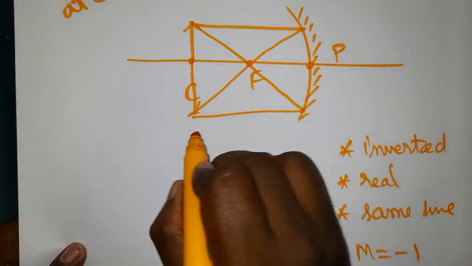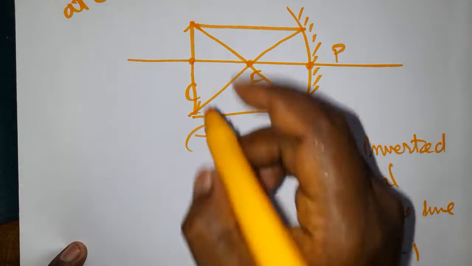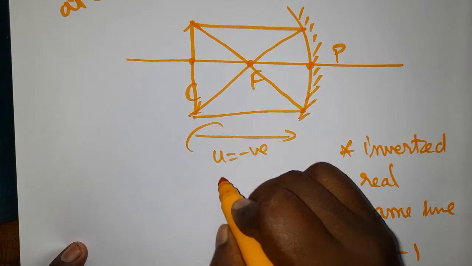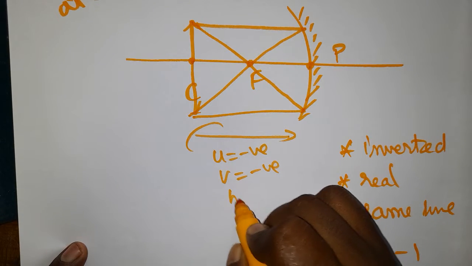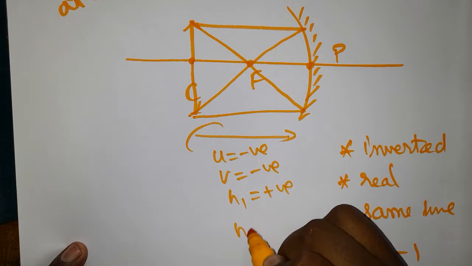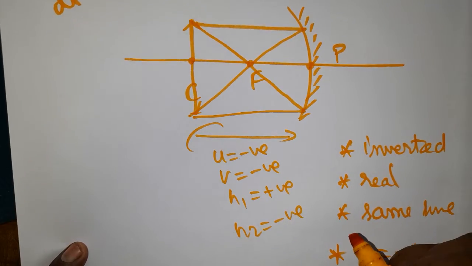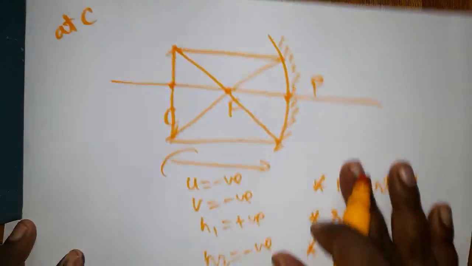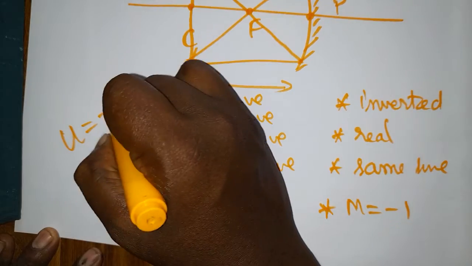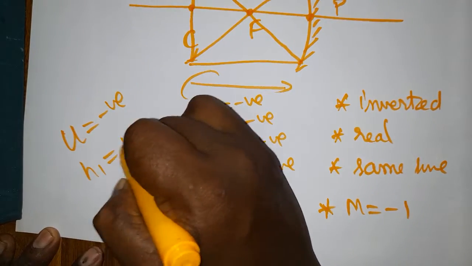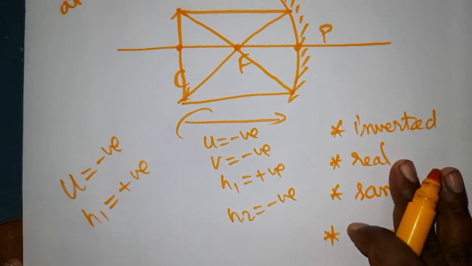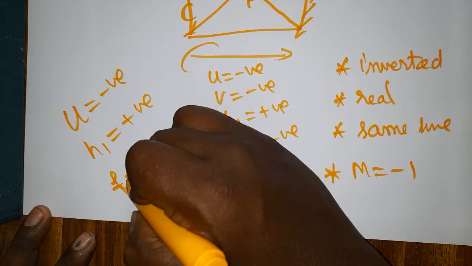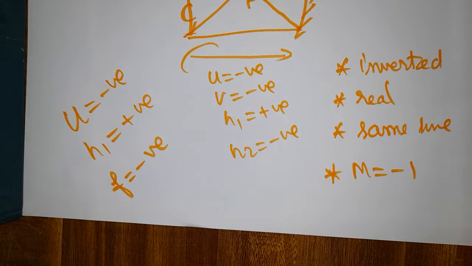Now, what about u? u is on the left side of the pole center, so u is going to be negative. What about v? v is negative. h1 is positive. h2 is negative. One more thing I want to tell you: u is always negative and h1 is always positive. Whatever problem you solve, you can use that. The focal length of a concave mirror will be negative. That also you can use.